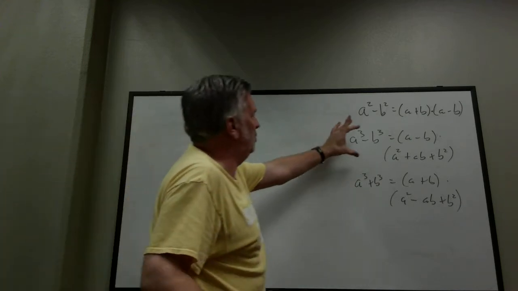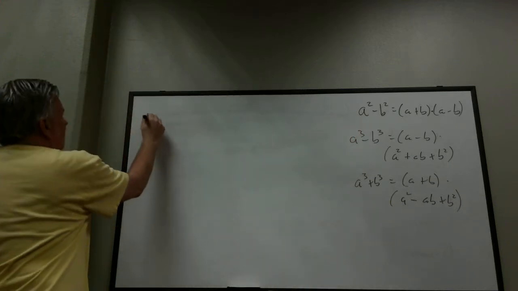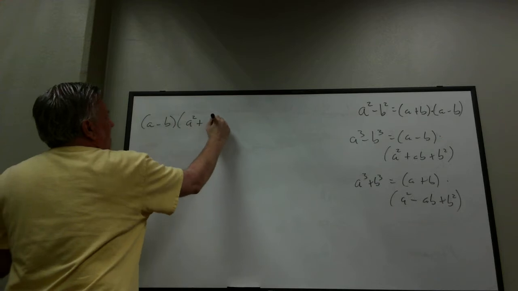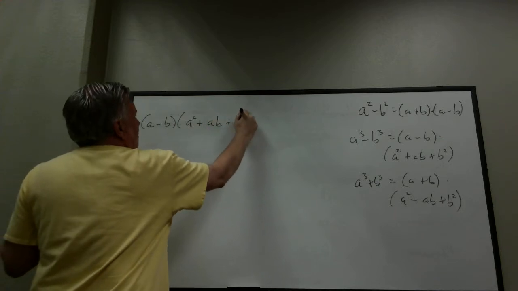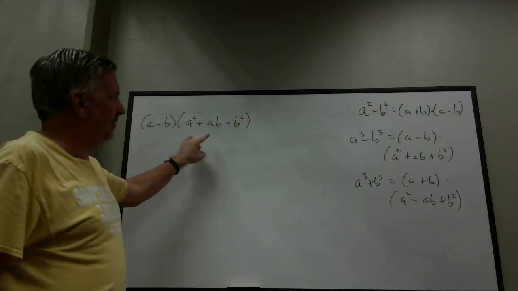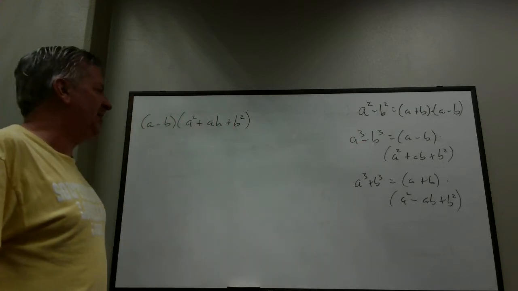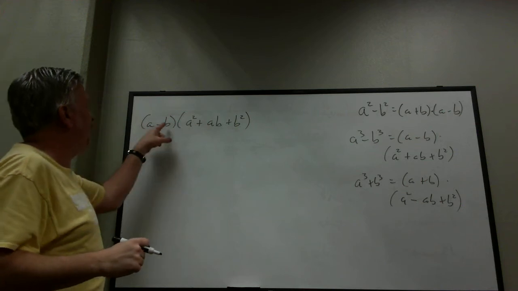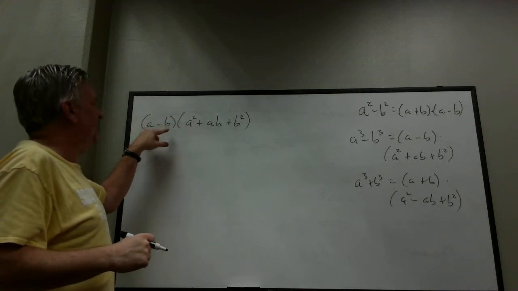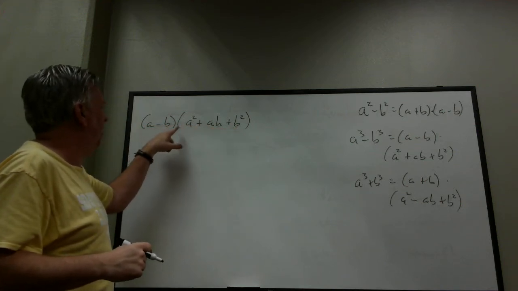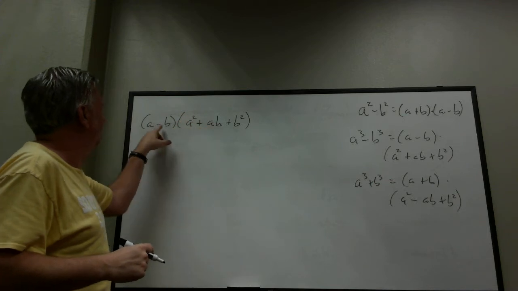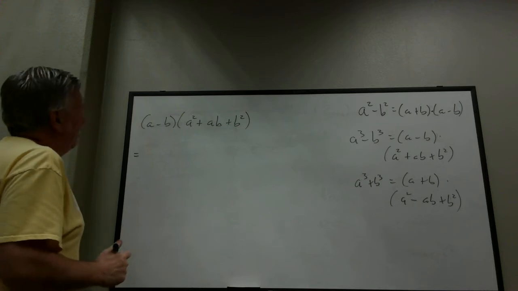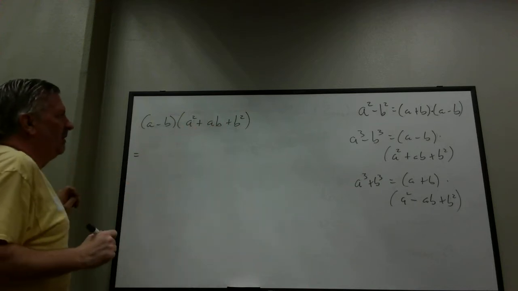So let's do this one. I need a minus b times a squared plus ab plus b squared. Now if I multiply all that together, I should get a cubed minus b cubed. Again, you can't do FOIL because there's no, first is okay, outside's okay, but inside and last don't make sense here because we have three terms. So let's do what I said.